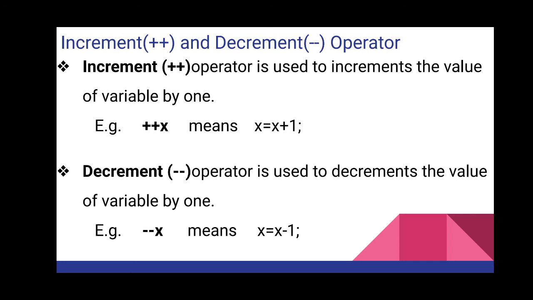Similarly, minus minus x or x minus minus, both are operations of the decrement operator. It means I have to decrement the value by 1. So x equal to x minus 1. Understand? Increment means increase the value of x by 1, and decrement means decrease the value of x by 1.